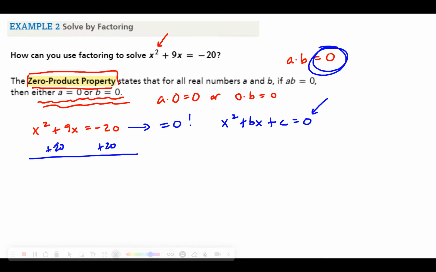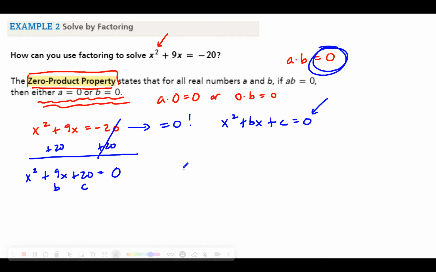Notice that this 20 is just a constant, where the other two terms have variables. So we just rewrite all three terms: x squared plus 9x plus 20 equals, and my right side cancels, and there's my 0. Now I have my a, b, and c values. There's nothing in front of x squared, so your a is 1. We don't really care about the a right now, but my b is equal to 9, and my c is equal to 20.